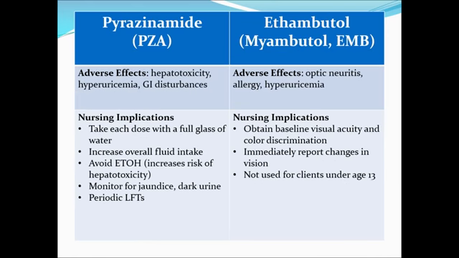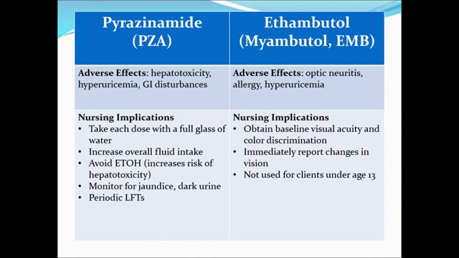With your PZA, again, you're seeing a lot of the same adverse effects. It's all about the liver. With this drug, you can see hyperuricemia, which puts them at risk for gout, and also some GI disturbances. So as you're looking at these adverse effects, you can see how it would be very easy for these patients to decide, well, I don't want to take this medication anymore. I just can't take the side effects. This is really critical that they do adhere to that treatment regimen.